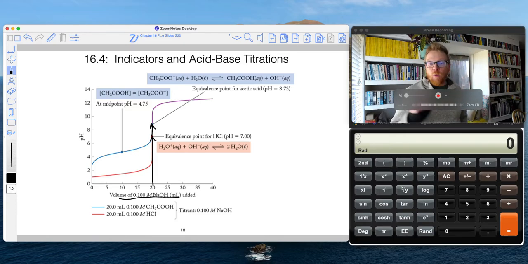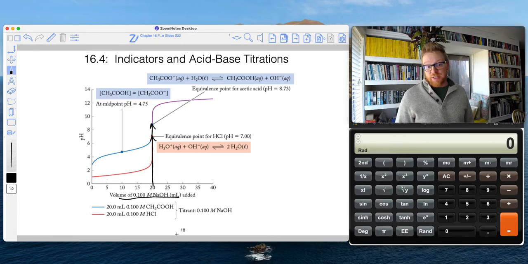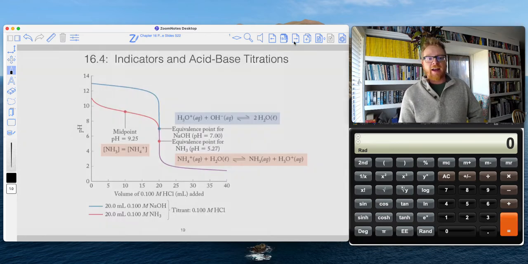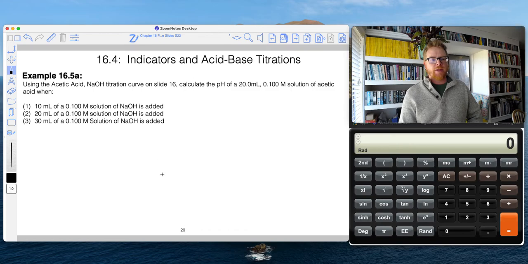But now what I want to focus on is how we can actually do these calculations for the weak acid case, and we're going to do three different calculations. Number one, we're going to calculate a half equivalence point. Number two, an equivalence point. And number three, an excess titration point. That's three calculations, all based on this figure, and I've left plenty of room here to go through them. Okay, so here we go.